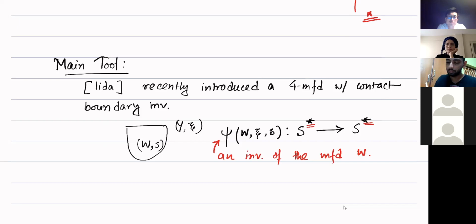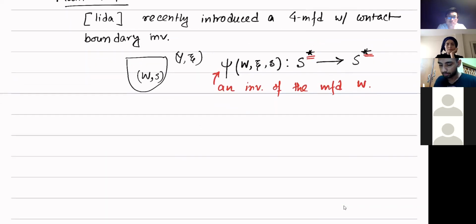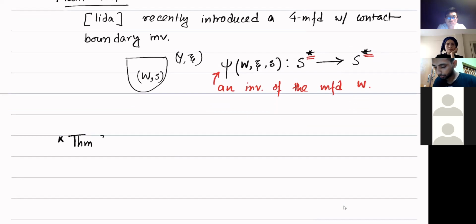Now let's demonstrate some of the interesting properties of this invariant. Let's say Theorem A, proven by Iida. You can also think of this result as a non-vanishing result.